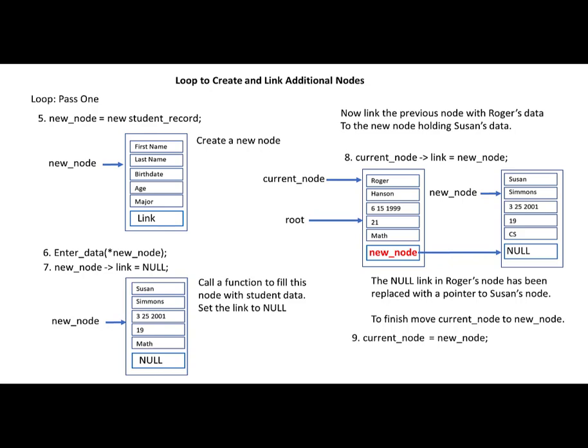And moving over now to the upper right side, we want to link these two nodes together. So that's what steps number 8 and 9 do. Previously, note that the link part of Susan's data and of Roger's data, the previous ones, were both null. So we want to reset that. If you look at Roger's information here, then you will see that at the very bottom, we have changed his link to new node. So now that points over to Susan's information.